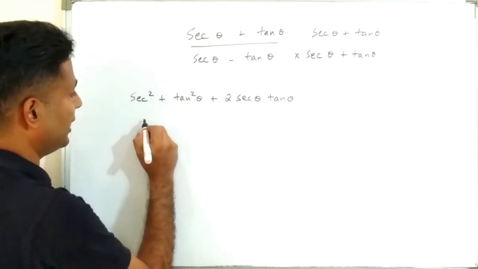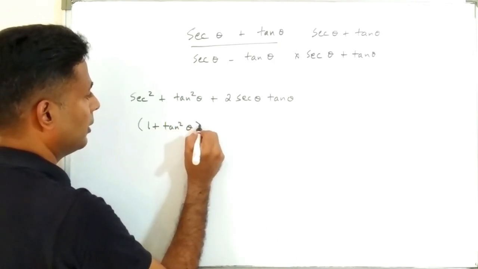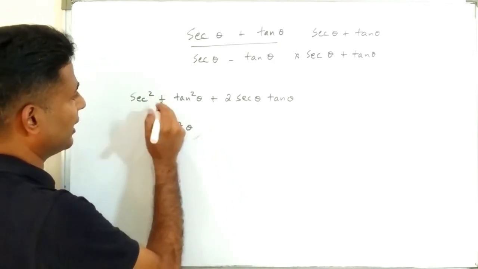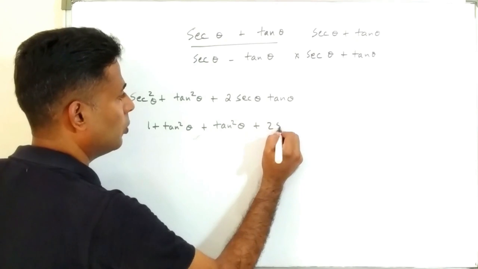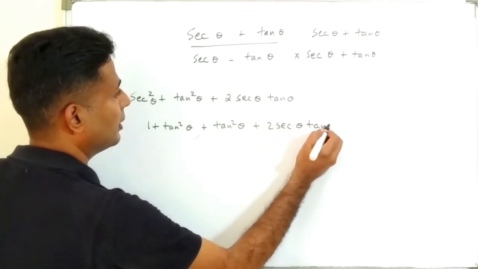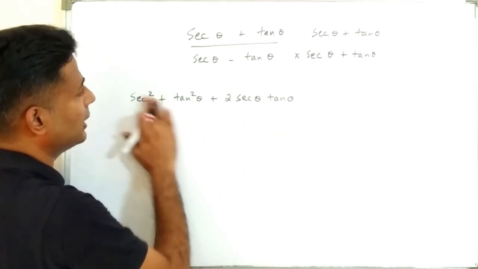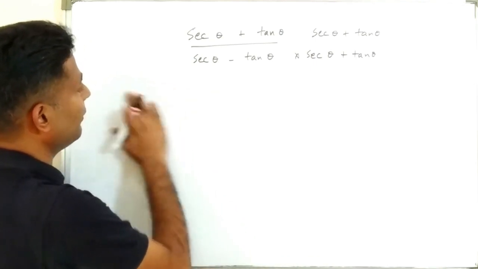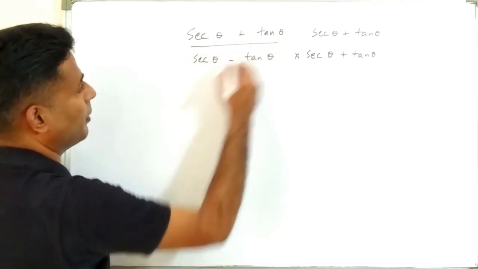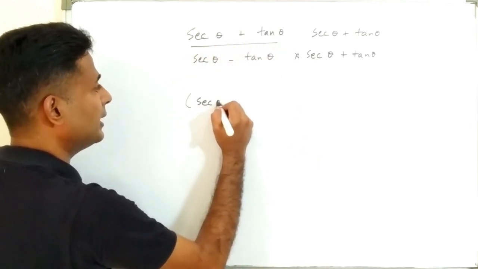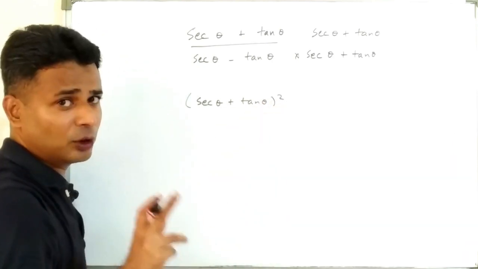Now I'll convert. Sec square theta can be written as 1 plus tan square theta, so 1 plus tan square theta plus tan square theta plus 2 sec theta tan theta. Otherwise guys, for what is there on the right hand side, I don't even have to open the brackets. Just now I observed it. The numerator I will leave as sec theta plus tan theta whole square. We'll leave it like that, and the denominator you understood how we got 1.